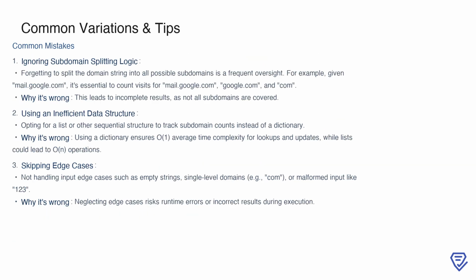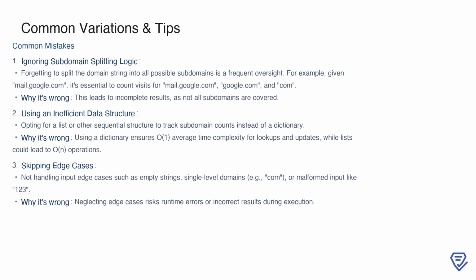When working on the subdomain visit count problem, there are a few common mistakes to watch out for. First, many people forget to split the domain string into all possible subdomains. For instance, given the domain mail.google.com, you need to count visits for mail.google.com, google.com, and com. Failing to do so leaves out some subdomains, leading to incomplete results.